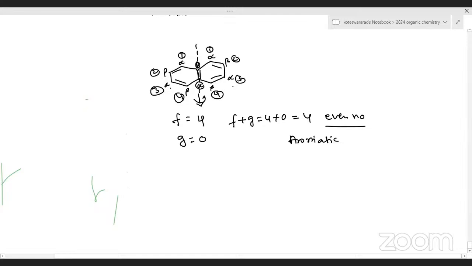If F plus G value is even, that is aromatic; if it is odd, that is non-aromatic. Okay, is there any doubt? Student: Sir, that G value, sir, how do we calculate it again, please? For example, I will give you one example to understand the G value.